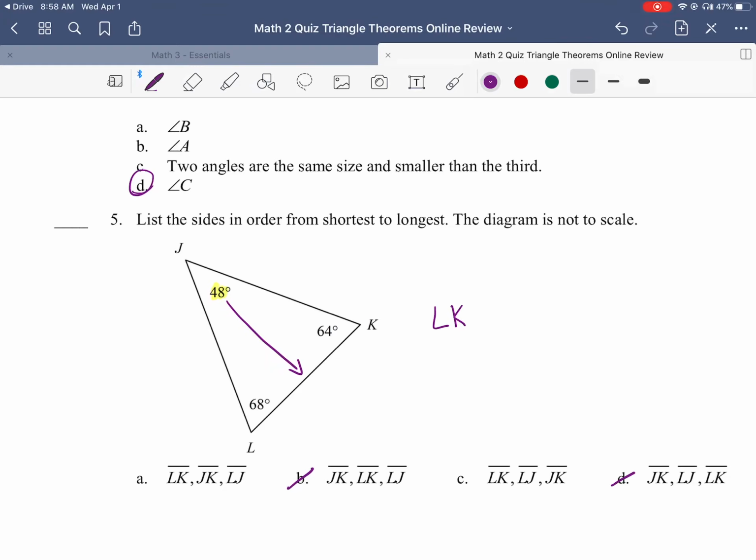My next one is 68. Across from that is JL, okay, which they actually wrote as LJ. Either way works. And then last but not least, 68 is my largest, so my largest across from that is JK. LK, they put LJ and JK.